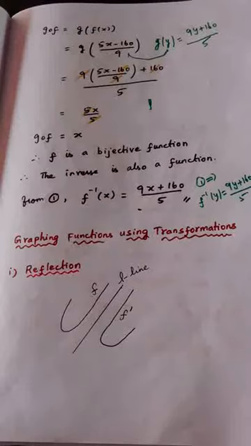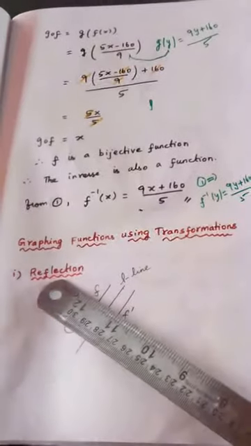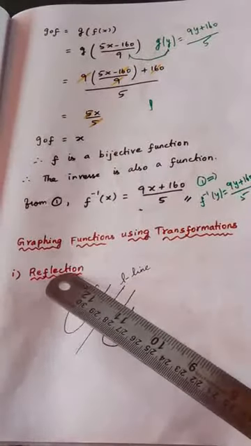The name itself will tell you some meaning. Graphing functions using transformations. We are going to graph the function using some transformation. Under that, we have 3 types. Under the heading graphing functions using transformation, the first type is called reflection. What is the meaning of reflection?